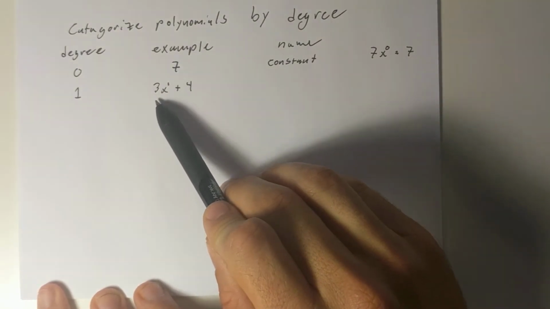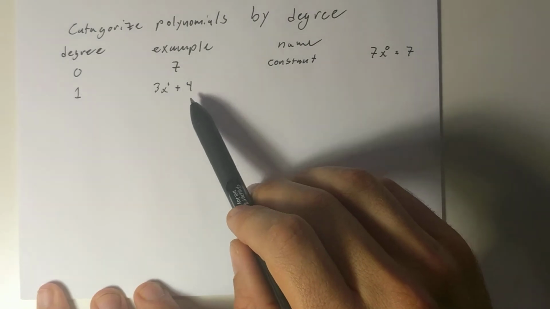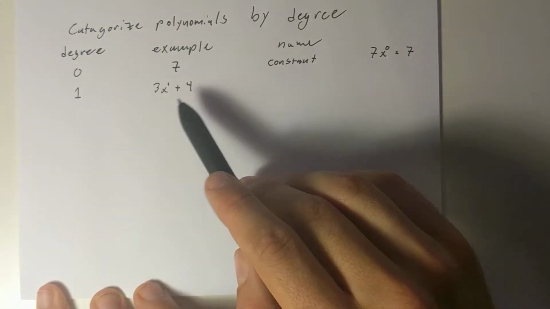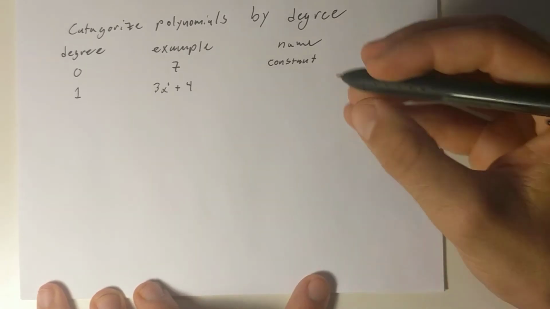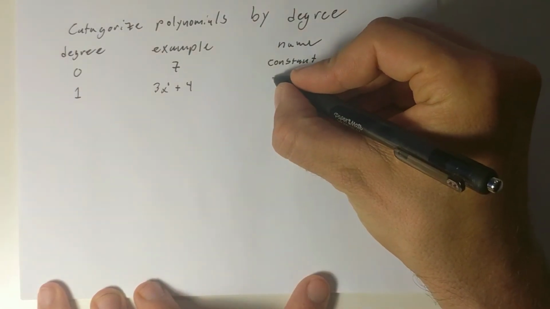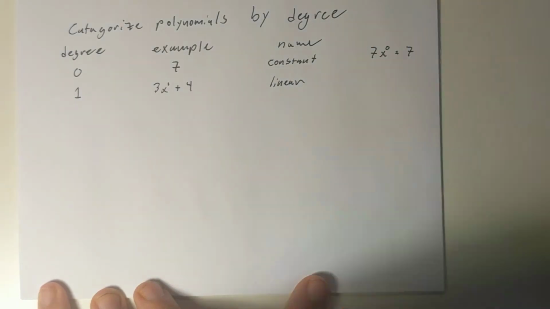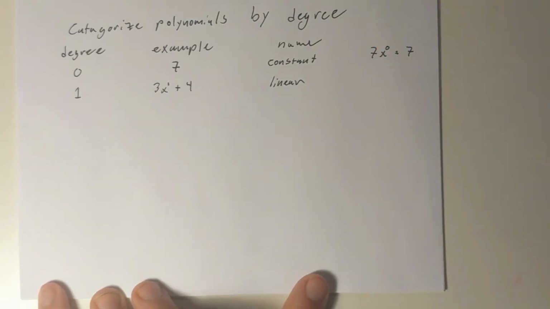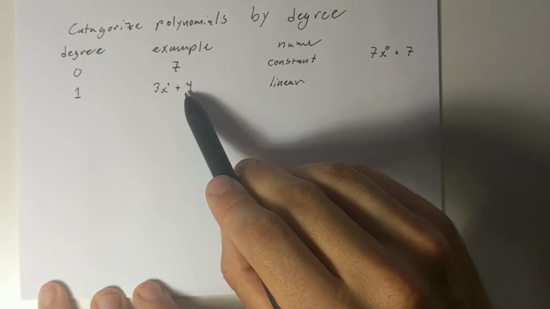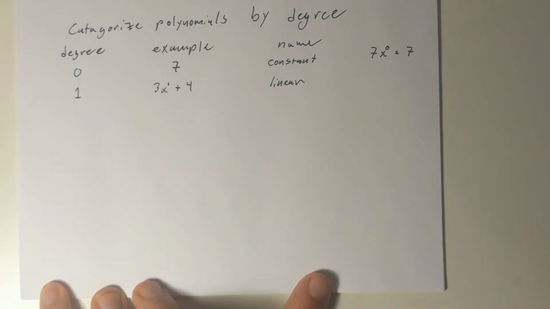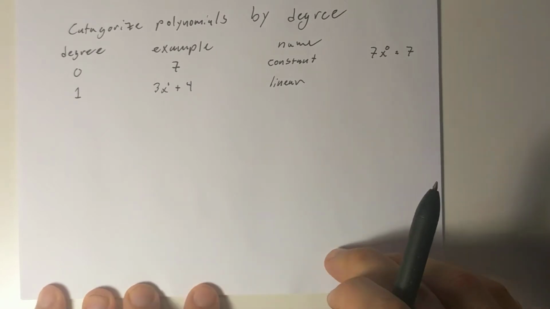If I were to graph 3x plus 4, what sort of graph would I come up with? Well, if you remember from Algebra 1, you would come up with a line. And so the name of this polynomial is called linear. So this is a linear polynomial. In fact, this is a binomial, because it's got 2 terms, linear polynomial. Excellent. Let's do another one.